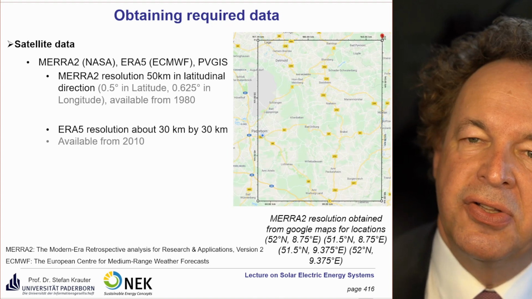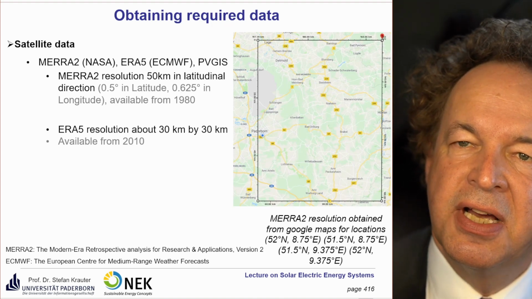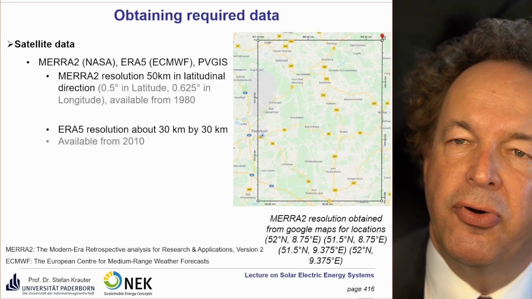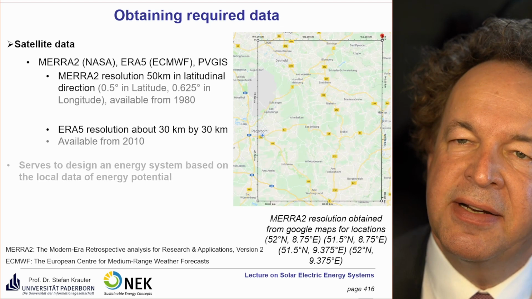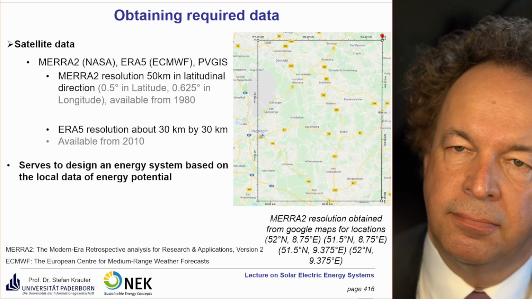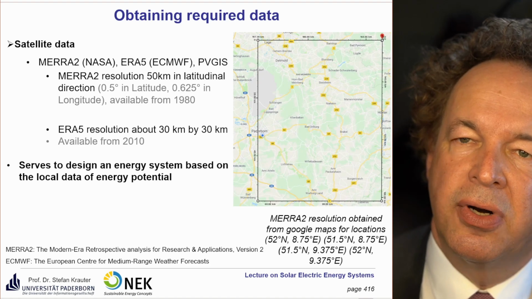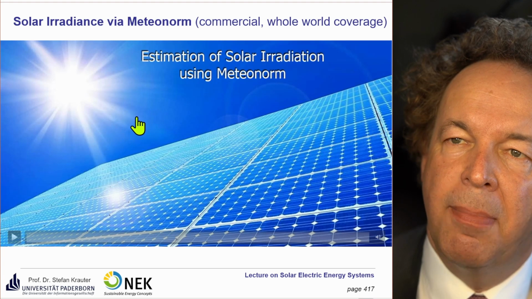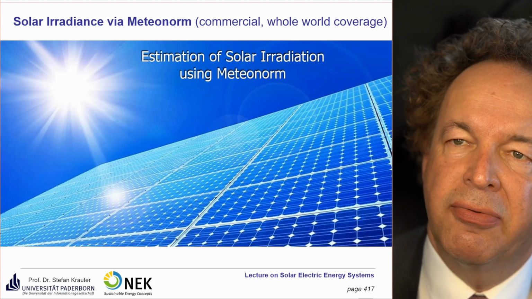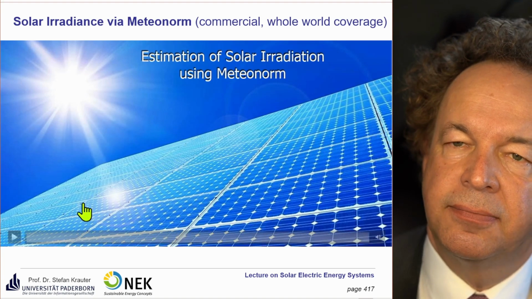ERA5 is made by the European Centre for Medium-Range Weather Forecasts. You have a better resolution of 30 by 30 kilometers, but data only available since 2010. And basically both serve for estimating the local energy potential. Here we see a short movie about the estimation of solar irradiance using the Meteonorm database.